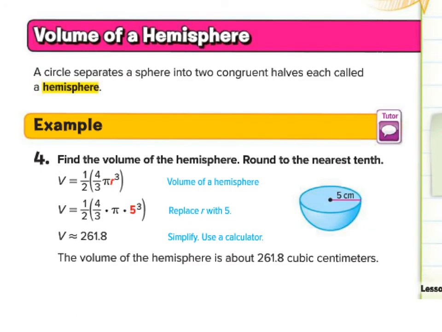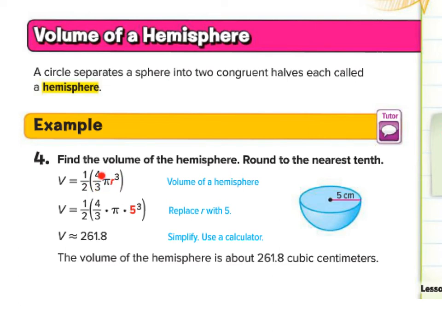And finally, let's start looking at half, okay, by analyzing a hemisphere. Volume of a hemisphere. A circle separates a sphere into 2 congruent halves, each called a hemisphere. So if you could take the globe and cut it exactly in half, you would have the southern hemisphere and the northern hemisphere. Well, right now we're only looking at the bottom half, which is the southern hemisphere. Find the volume of the hemisphere, round to the nearest tenth.